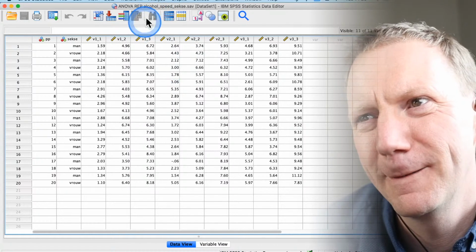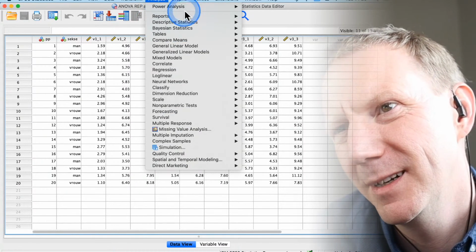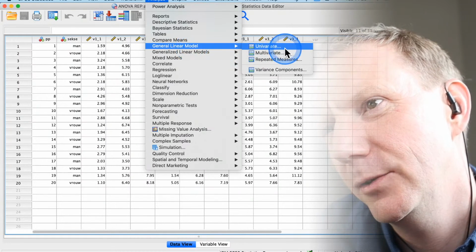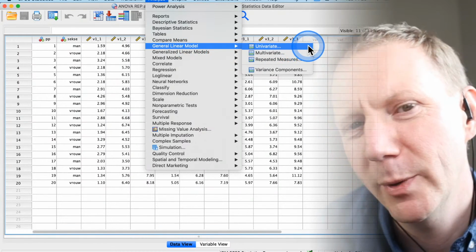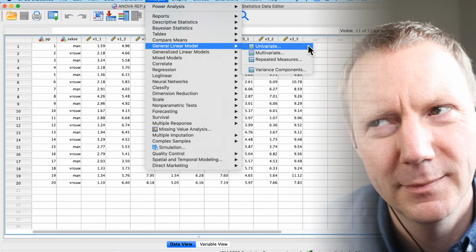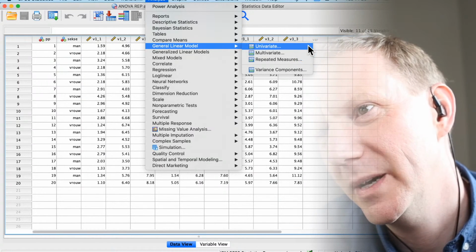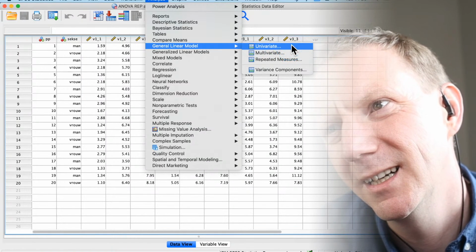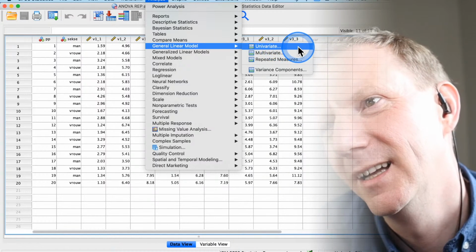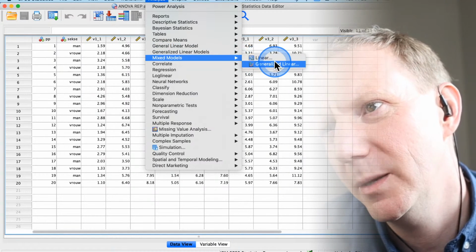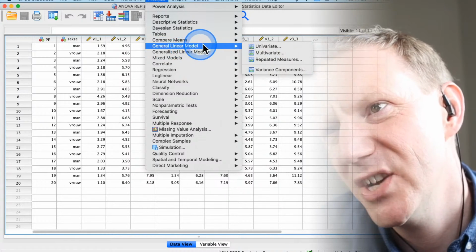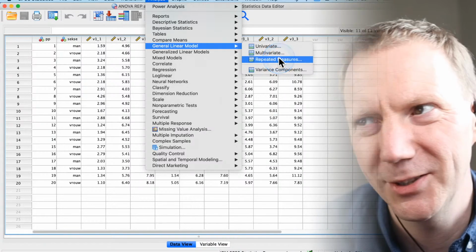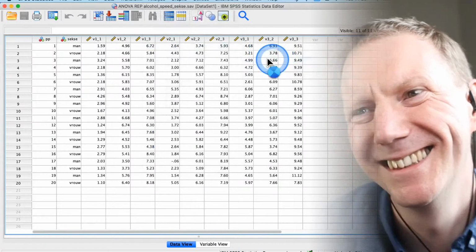You have to do analyses, general linear model, and univariate. Everybody agrees? No, 2 repeated measures. So where do I need to go? Repeated measures. It's not just 2 repeated measures. It's the repeated measures within the general linear model. So we find that here. Very good. Well, together we'll get through this.